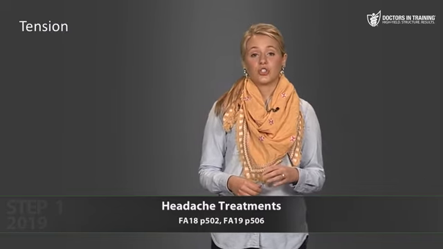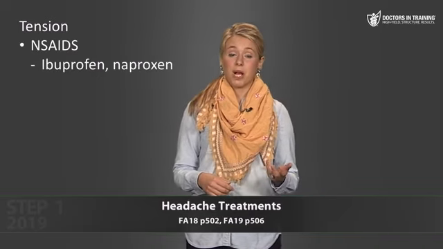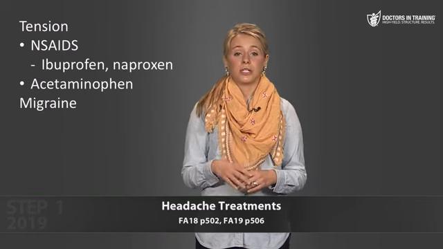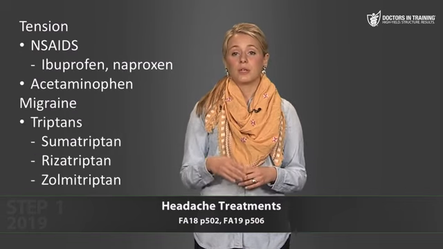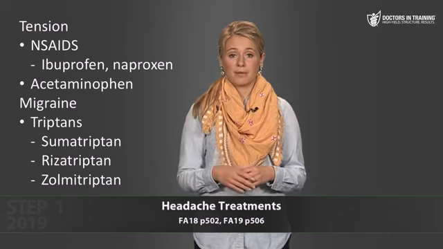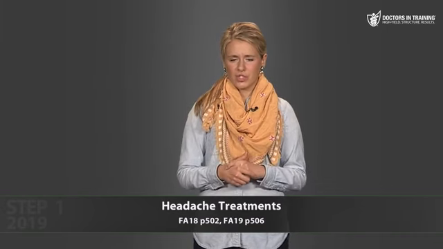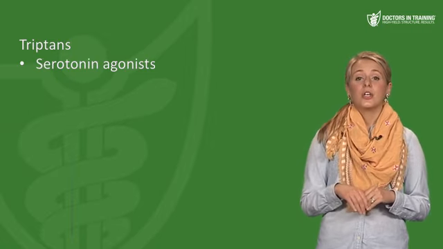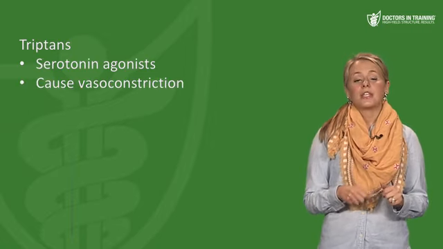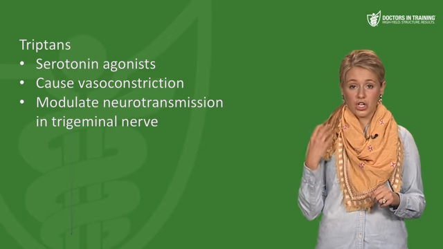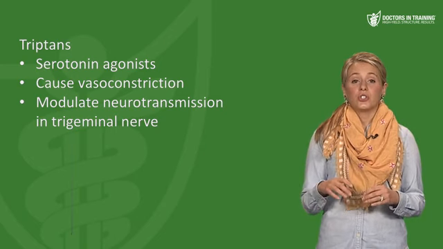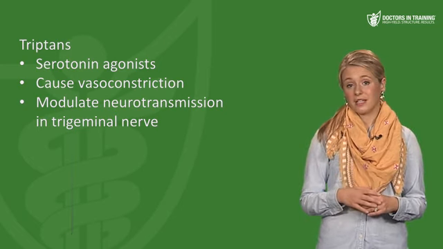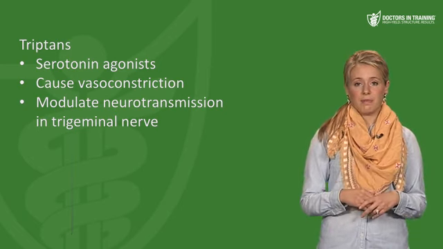Tension headaches are generally treated with NSAIDs like ibuprofen or naproxen or acetaminophen. Migraines are commonly treated with triptans such as sumatriptan, rizatriptan, or zolmitriptan. Let's talk about triptans for just a moment here. These triptans are all serotonin agonists, which cause some vasoconstriction. They also modulate neurotransmission in the trigeminal nerve. So the triptan drugs can be used for migraines or cluster headaches, or any severe headache. But classically, we use them for acute migraine.